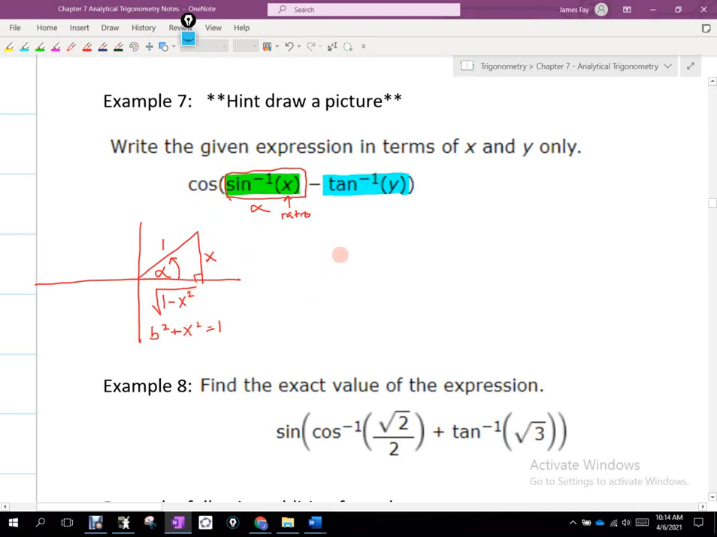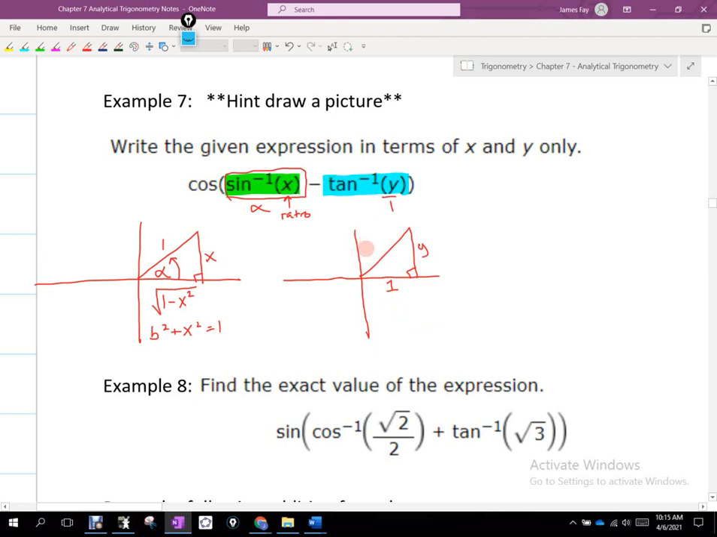Okay? Now let's deal with the blue one. Tangent inverse. Tangent inverse, again, is only defined for these two quadrants. Okay, between negative pi over 2 and positive pi over 2. And because tangent is opposite over adjacent, and this is y over 1, I know I should reside in the first quadrant because of the positive aspect of that y. Is that okay with everybody? If it was negative y, I would know I'd be in the fourth quadrant, and I would know that the y is negative and the 1 is positive.